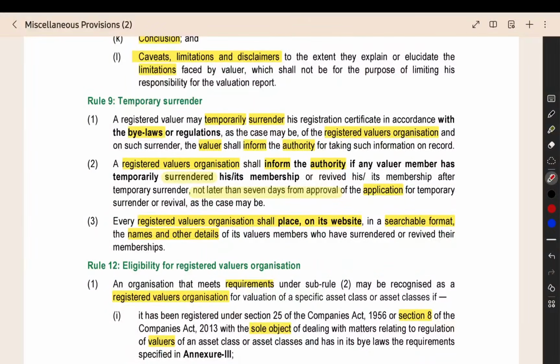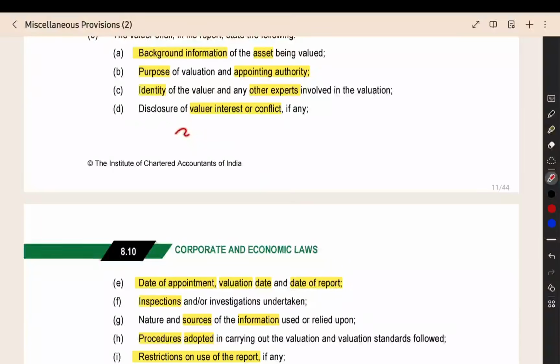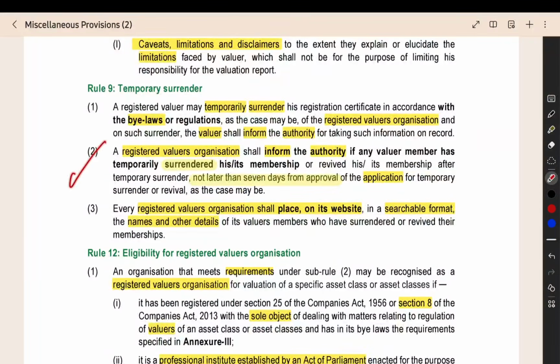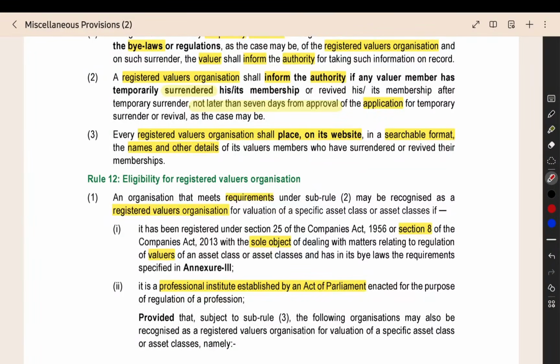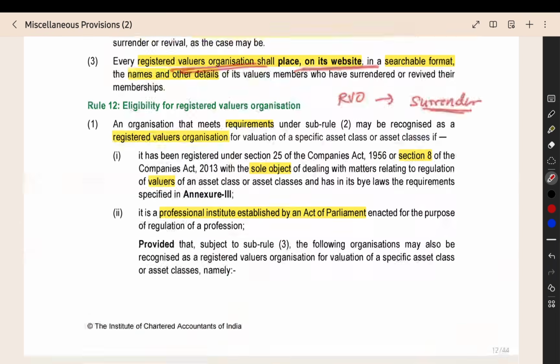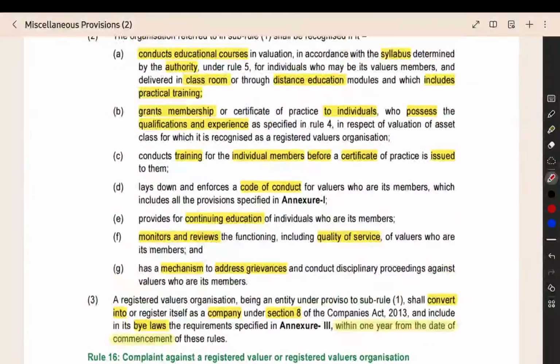Then if a valuer wants, they can temporarily surrender the registration. They have to inform the RVO. So the valuer, if they want to temporarily surrender the valuation registration, has to inform the RVO. The RVO will inform the authority, that is IBBI. So that process is also given here. Then for those members who surrendered it, their details will be on the website of the RVO. In the RVO website, they will give the details of the persons who surrendered their valuation license. So that's all, we are going to complete it.